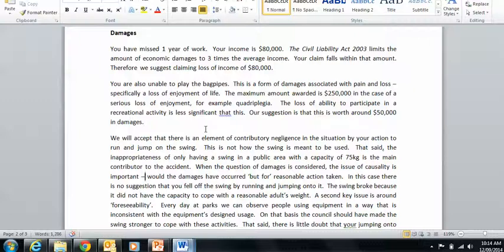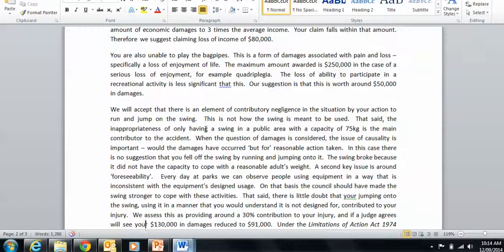Now, the one part I think I could have argued better is accepting this. I've said we've accepted there's an element of contributory negligence in your situation because you've used a swing in a way that's different from how it's meant to be used. The question of damage is considered. The issue of causality is important. Would the damages have occurred but for reasonable action taken? In this case, there's no suggestion you fell off the swing by running and jumping into it. The swing broke because it did not have the capacity to cope with a reasonable adult's weight.